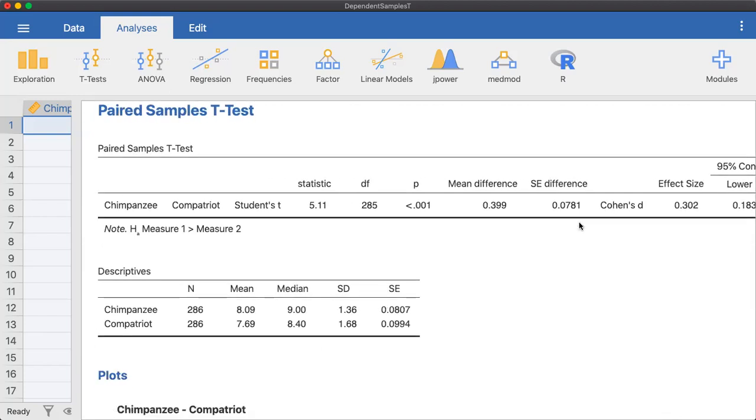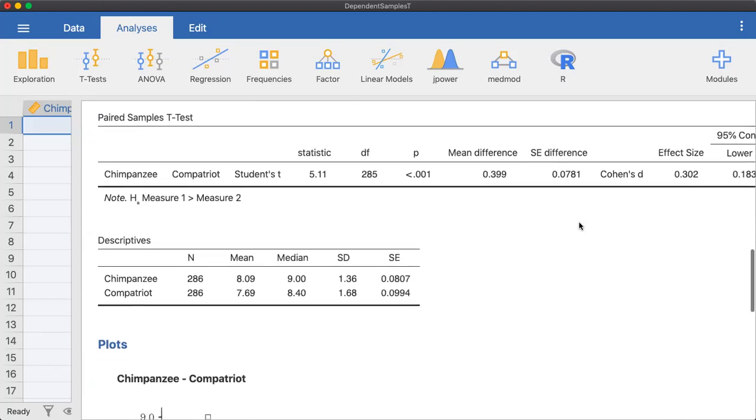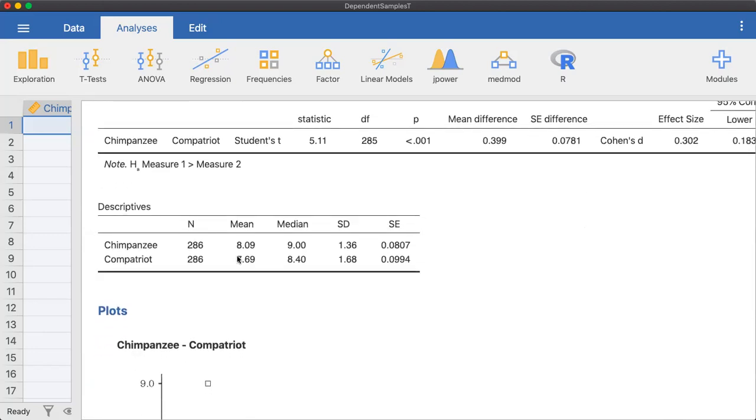Okay, so we see that we have a significant difference here, but let's look at the descriptive statistics. So in our chimpanzee condition, the average moral acceptability rating was 8.09. And in the compatriot condition, the average moral judgment was a 7.69. Again, this is out of 9. So both of these decisions to help a distant other are seen as highly morally acceptable, regardless of whether or not the person or entity who is denied money is a chimpanzee or a compatriot.